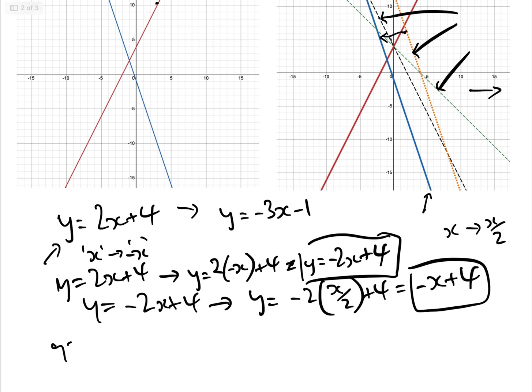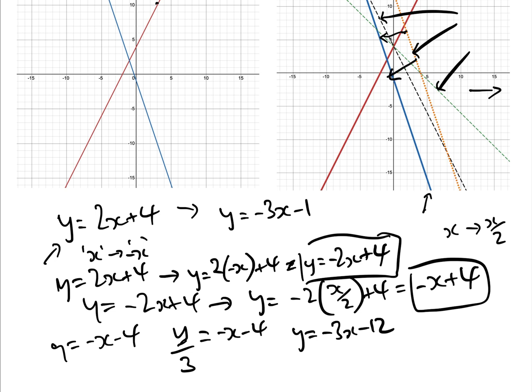So we're at y equals minus x minus 4, and we've now stretched it by a factor of 3 parallel to the y-axis, which means that we replace y by y over 3 equals minus x minus 4, so we get y equals minus 3x minus 12. Okay, now we're almost there. All we need to do now to get the orange dotted line to the blue line, which is what we want, minus 3x minus 1, is we have to translate down by 13.